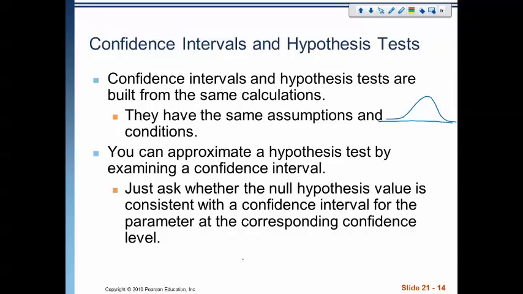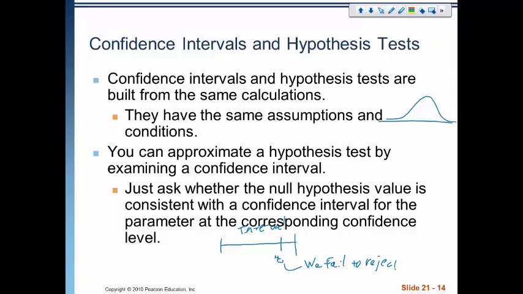We just ask ourselves whether the null hypothesis value is consistent with the confidence interval for the parameter at the corresponding confidence level. So, for example, as a quick visual, let's say that from here to here is my confidence interval. That's my interval inside there. And let's say that my null hypothesis falls right there. My null hypothesis falls within this interval of plausible values, which means when this happens, we fail to reject.